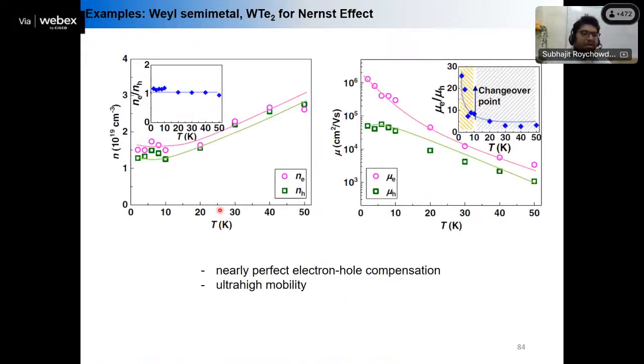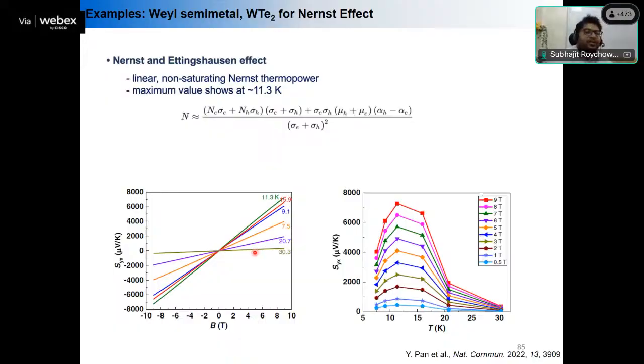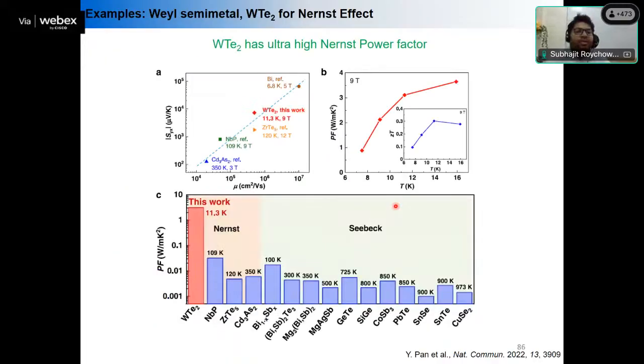As I have discussed already, you can see the electron and hole values are almost similar throughout the temperature range, and the mobility is quite high, close to 10 to the power 6. As a result, when they measured the Nernst effect, they observed very high values compared to the conventional Seebeck effect. So this is the transverse thermopower and this is the conventional. You can see how much higher you can realize in topological semimetal.